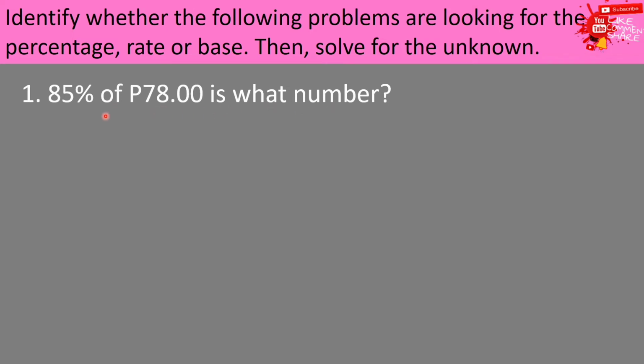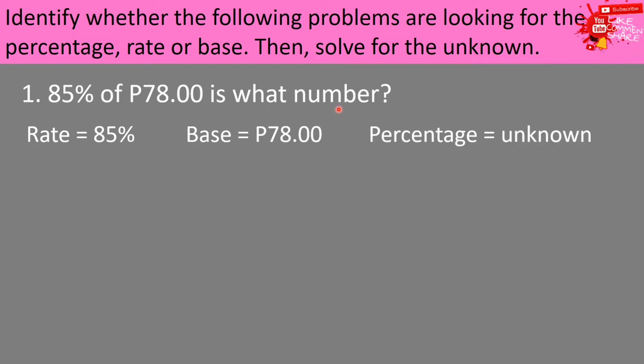So, automatic, we have the percent sign. So, 85% is our rate. And then, 78 pesos is the number beside the word of. So, when we have the word of, that will be the base. So, therefore, our base is 78 pesos. Then, the unknown, what number is beside the word is. So, therefore, the unknown is percentage. So, we are looking for the percentage.